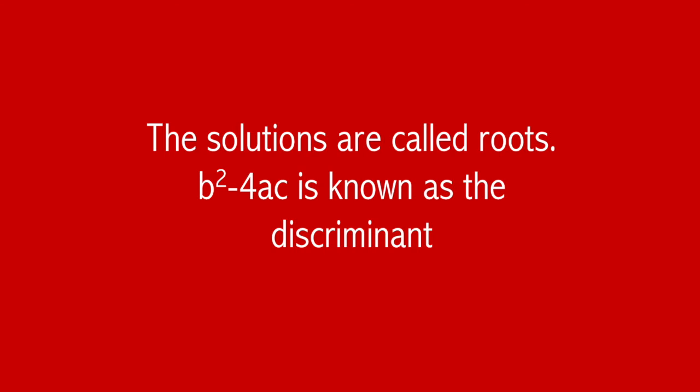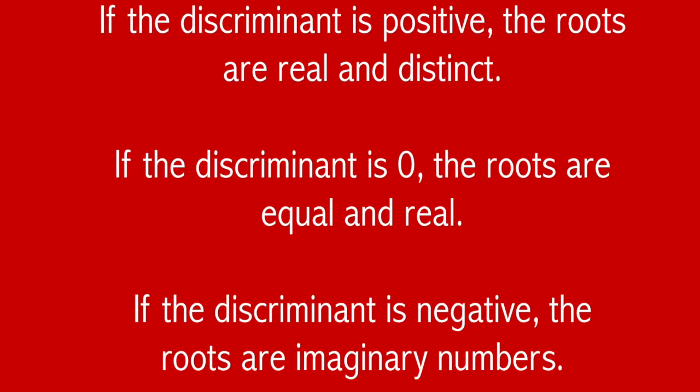These solutions that we get of x are called the roots of the equation, and b square minus 4ac within the root, which we saw, is known as the discriminant. Now the discriminant is very important because if the discriminant is positive, the roots are always going to be real and distinct. Quadratic equations always have two roots. This means that if the discriminant is positive, the two roots are going to be real numbers, and at the same time they're going to be different. They're not going to be the same value.